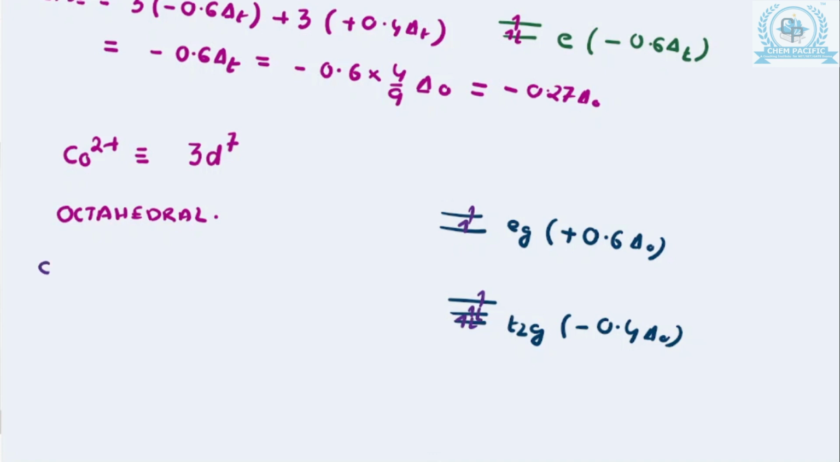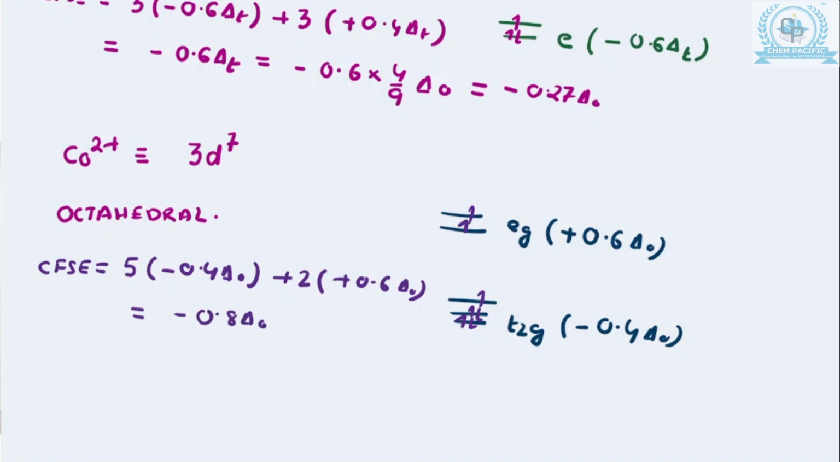Now let us calculate the CFSE. The CFSE is going to be, it is having 1 2 3 4 5, so it is going to have 5 electrons in the T2G level with energy minus 0.4 of delta 0 and 2 in the EG level with energy plus 0.6 delta 0. If you calculate, you will find the value of this to be minus 0.8 delta 0. So we are done with the octahedral site.